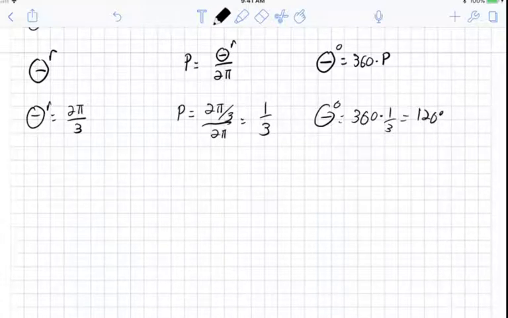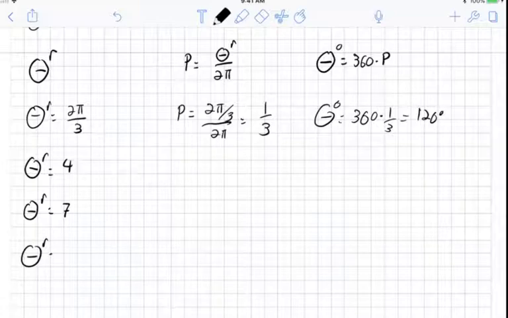All right. It's not really necessary for you to deal with all these fractions, so try the following. 4, 7, 1.5. Calculate their values in degrees.